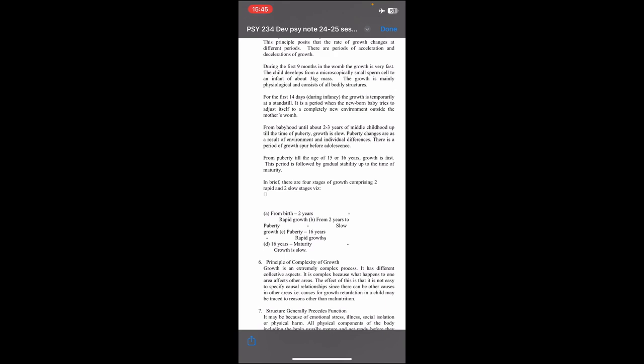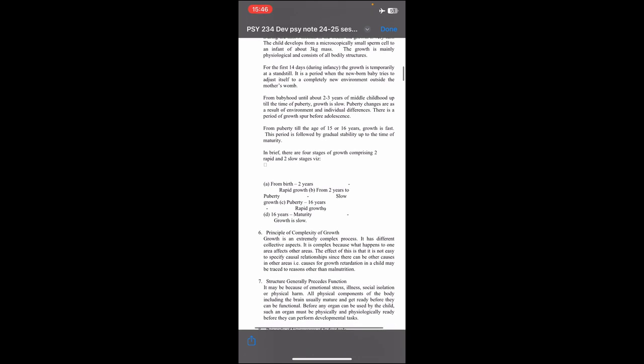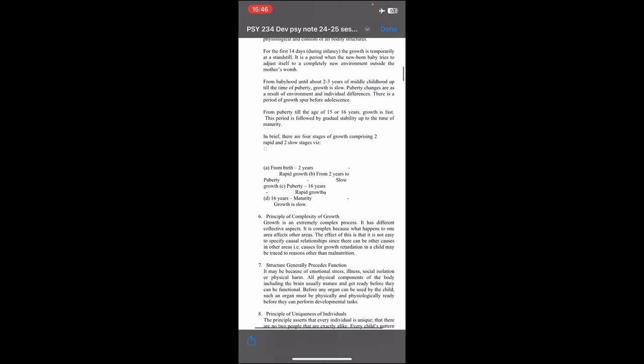There's a period of growth spurt before adolescence. From puberty to the age of 15, 16, growth is fast. So at puberty, you are growing taller, hair is coming out of your body, your voice is cracking. So changes are more noticeable and very, very fast. This period is followed by gradual stability. But after puberty, from 16, 17 till adulthood, the change is slower.